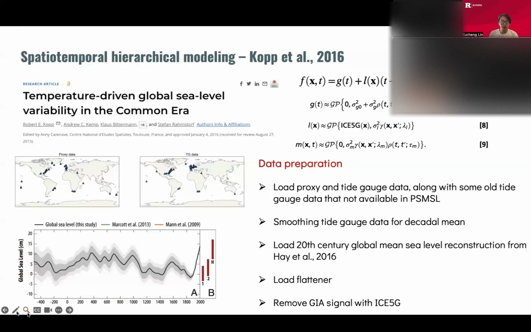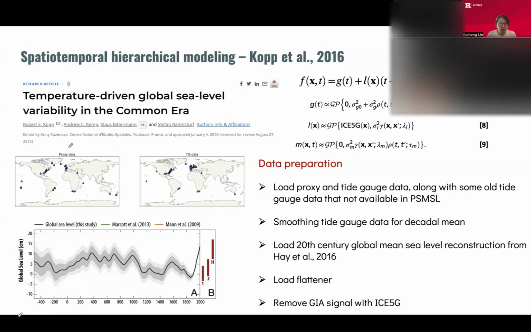So in his project, Bob Kopp wanted to reconstruct common era global mean sea level change during the last 2,500 years. To do that, remember that if we talk about kernels, if we want to reconstruct global mean sea level from the kernels, we do need a global data set of sea level change.